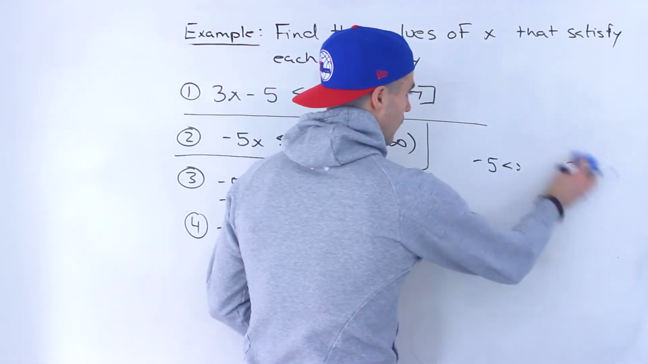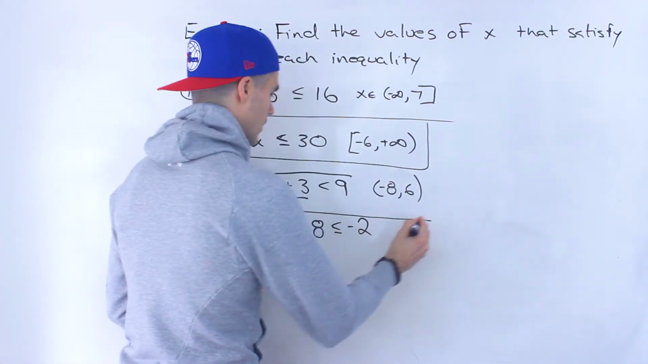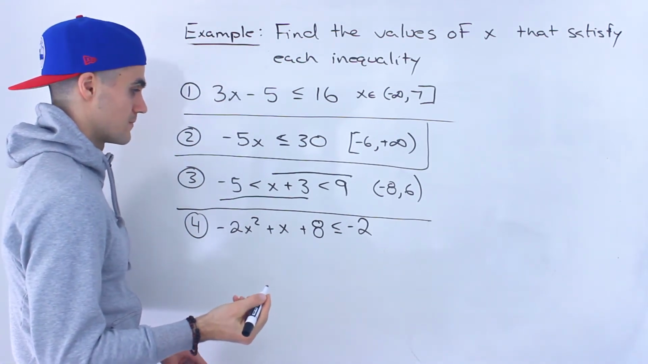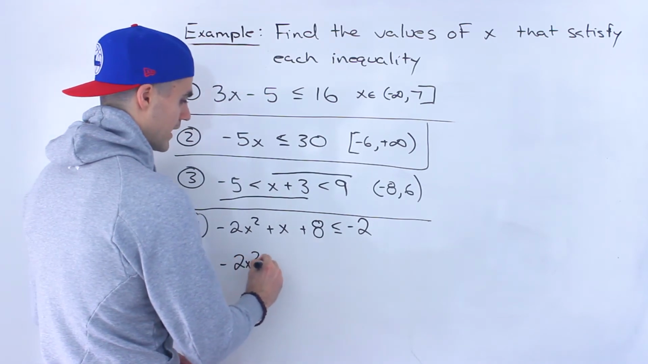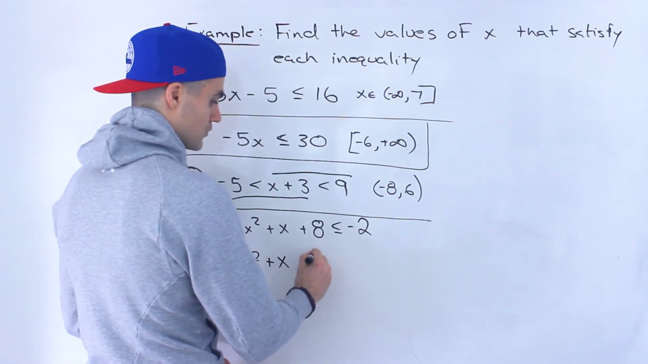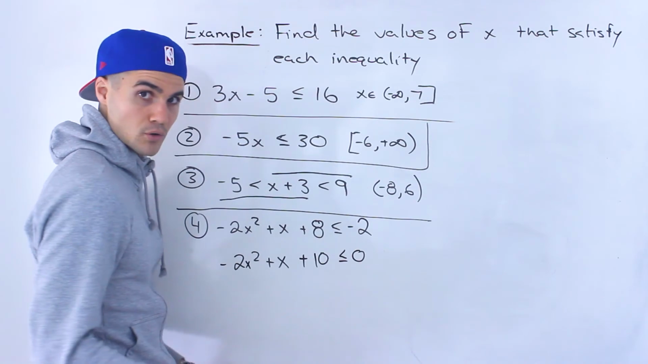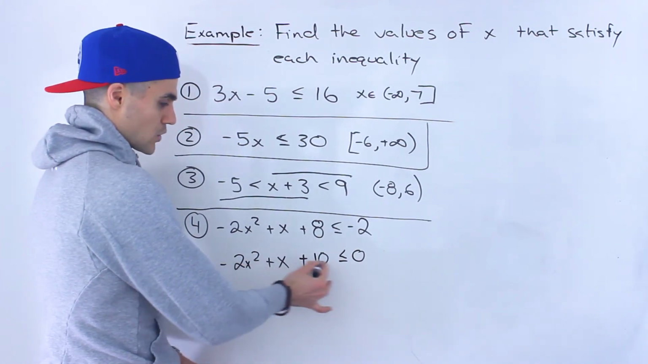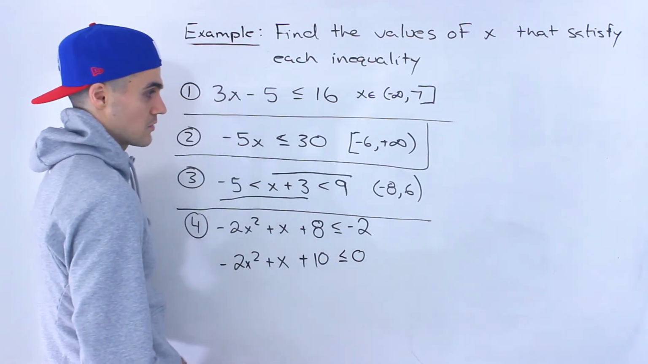And then finally, number 4, probably the most tricky of them all, is we got to figure out when is this quadratic going to be less than or equal to -2. Now what we do here is we bring everything to the same side. So this -2 is going to come over. 8 plus 2, those are the like terms. So that would end up being 10 over here. And then we have a 0 left on the right side. So we basically have to figure out when is this quadratic, -2x squared plus x plus 10, going to be less than or equal to 0.